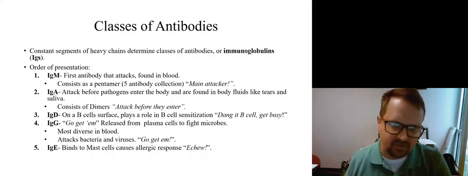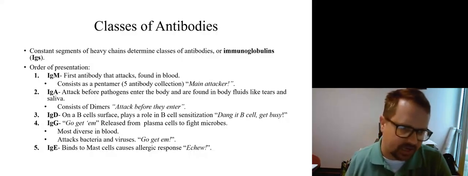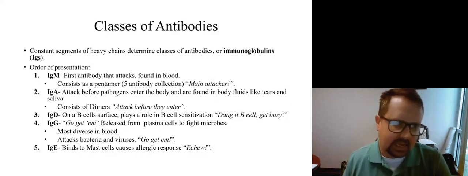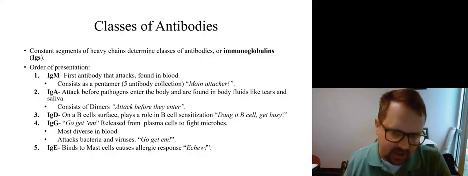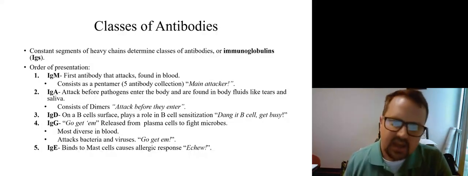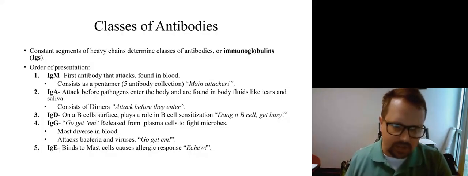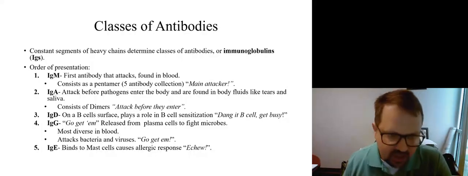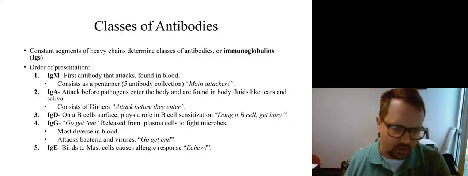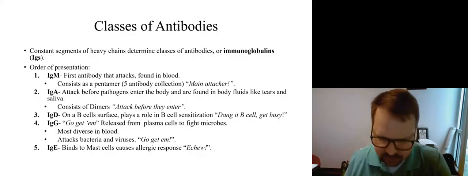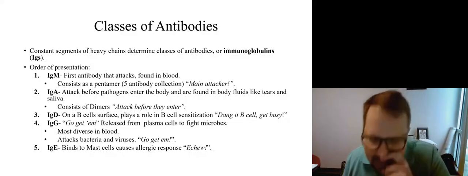IgAs attack pathogens before they enter. They're in body fluids like tears and saliva. They are dimers. They attack before you enter. And IgD is on the surface of a B cell, used in B cell sensitization. So I tell it, dang it, B cell, get busy. IgG is go get them. They're released from plasma cells to fight microbes. They're the most diverse. They attack bacteria and viruses, so go get them. IgE binds to mast cells to cause allergies or allergic response, so eat you.